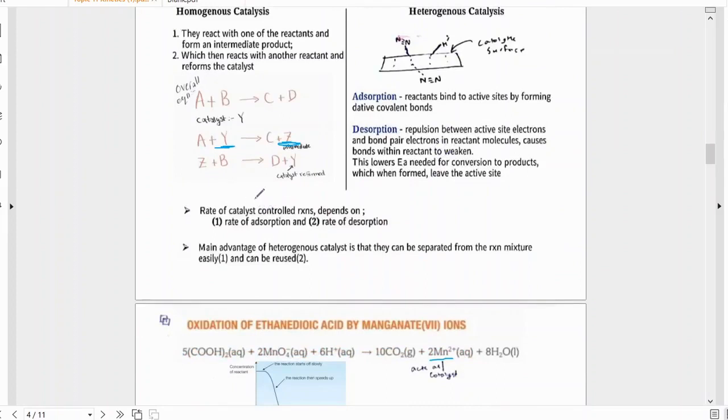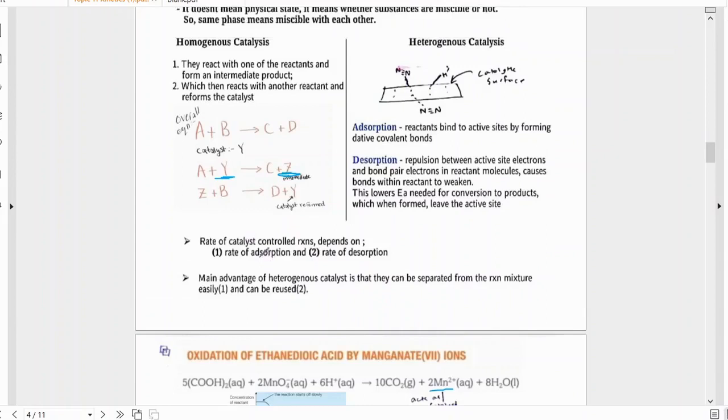Okay. The rate of heterogeneous catalyst controlled reactions depends on the rate of adsorption and rate of desorption. Adsorption basically, by getting adsorbed onto the catalytic surface, you weaken the bonds and you desorb to free the catalytic surface. So if adsorption is too strong, then you do weaken the bonds, but you're not going to desorb very fast. You may end up blocking the active site.